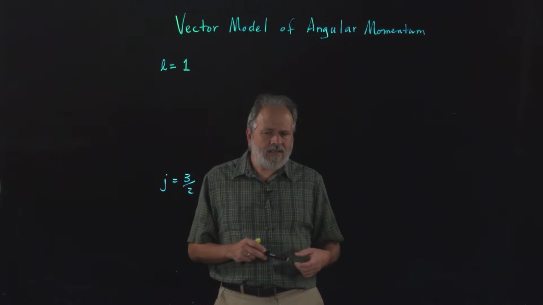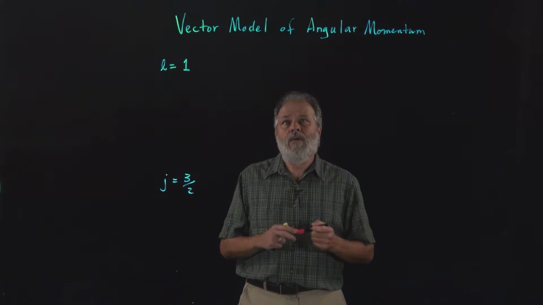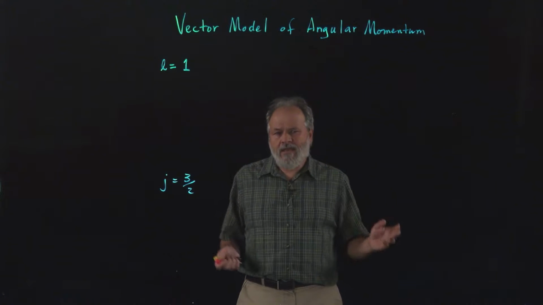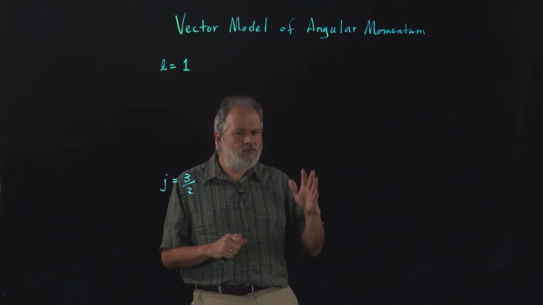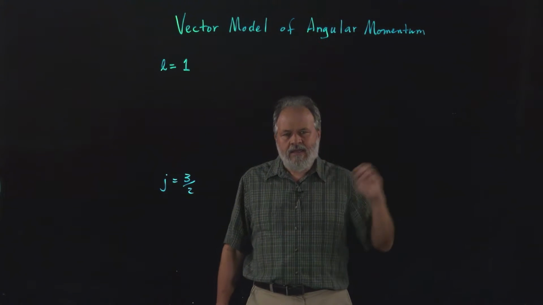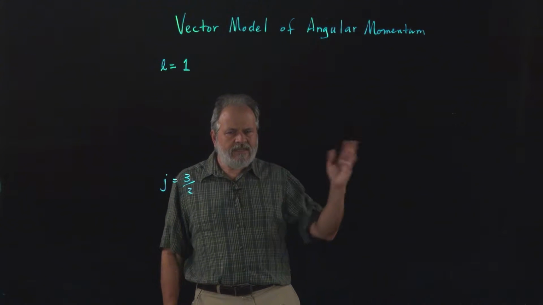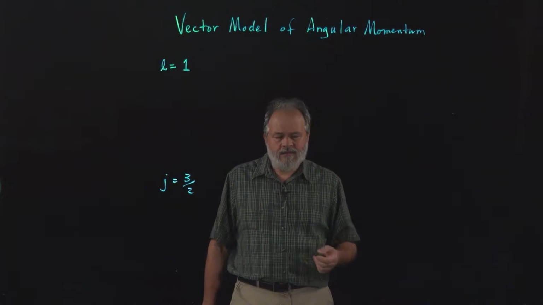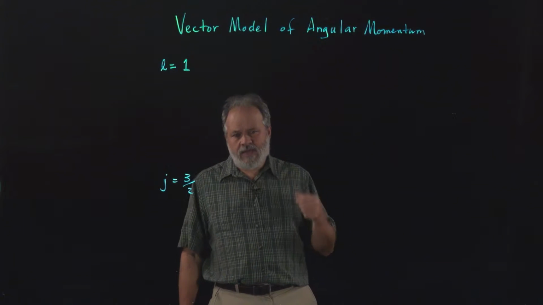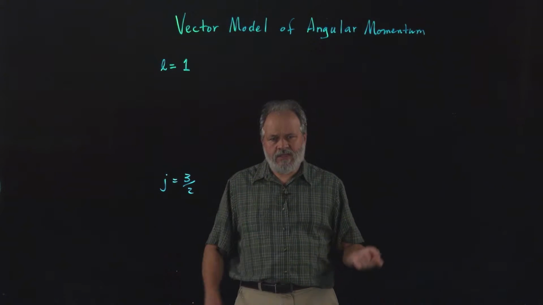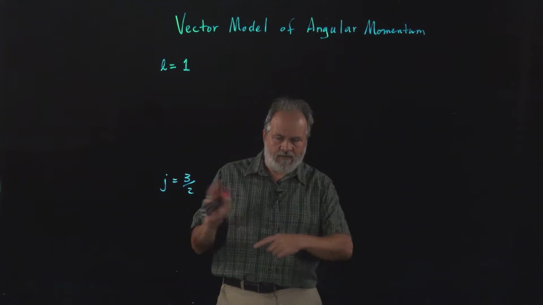In this video, I'm going to discuss something called the vector model of angular momentum. Remember that angular momentum is a vector quantity, which means it has both a magnitude, which is the length of the vector or the magnitude of the angular momentum, and a direction. That is to say, is this angular momentum pointing this way or that way or wherever.